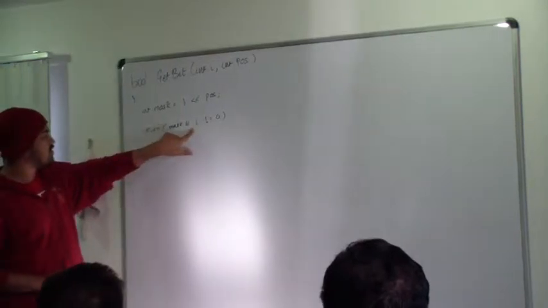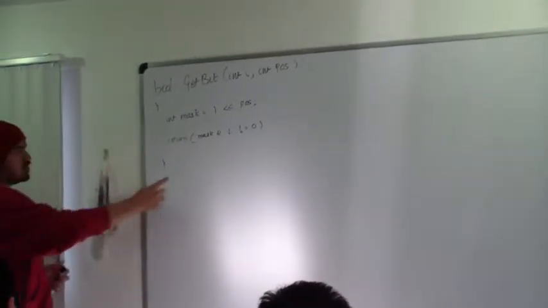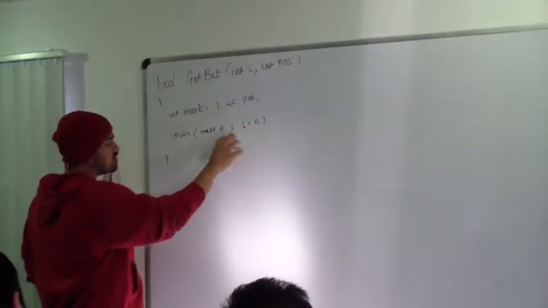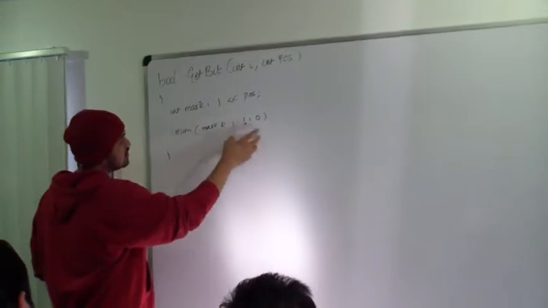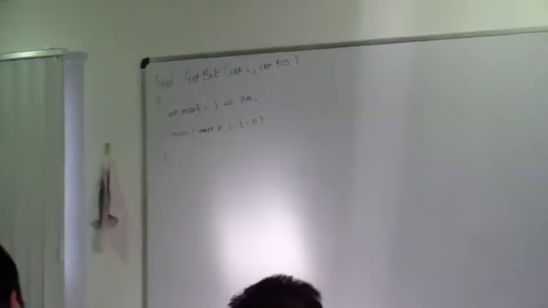Now if the value is 0, it means the value at that position was 0. Correct? So when this is 0, you will return false. If it is not 0, then you return true. Make sense?